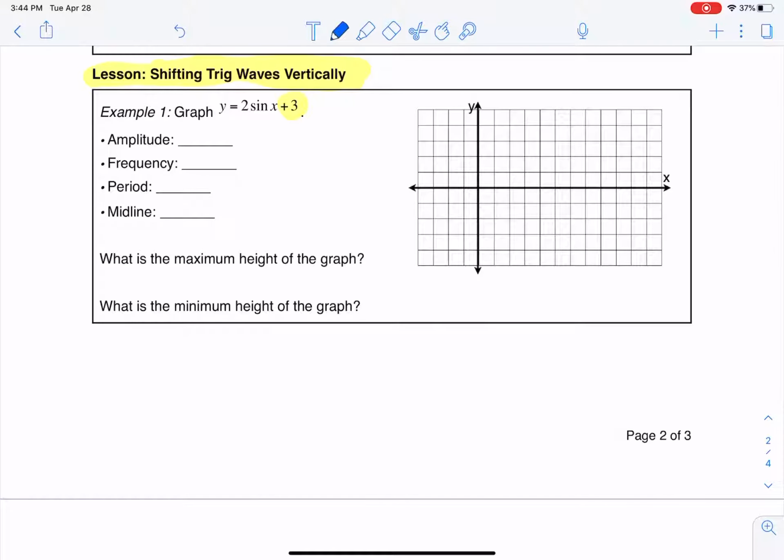So what that plus 3 does is it actually shifts our wave up 3 units. If I saw a minus 3, that would mean I'm shifting my wave down 3 units. What that plus 3 also tells us is what our midline is. Because that is a positive 3, that tells me my midline is at y equals 3.